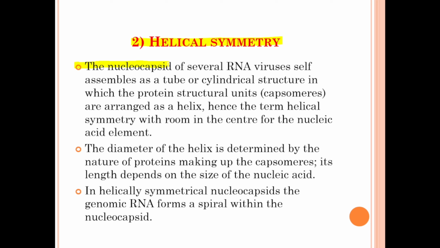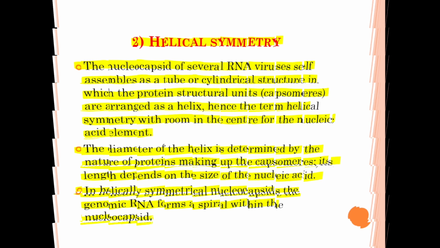So simply, the nucleocapsids of several RNA viruses self-assemble as a tube or cylindrical structure in which the protein structural units, that is capsomeres, are arranged as a helix, and hence the term helical symmetry, with a room in the center for the nucleic acid element. The diameter of the helix is determined by the nature of the proteins making up the capsomeres. Its length depends upon the size of the nucleic acid. In helically symmetrical nucleocapsids, the genomic RNA forms a spiral within the nucleocapsids.